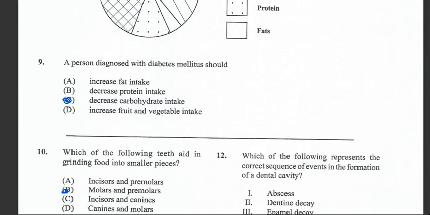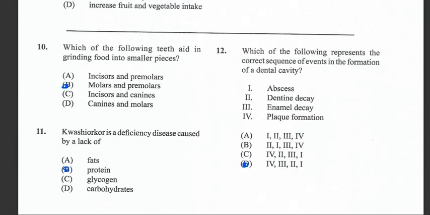All right, good. Moving along to number 10, it says which of the following teeth aid in grinding food into smaller pieces. So we all know that in your mouth, in the tooth structure, the molar and the premolar do the grinding of the food into smaller pieces. So it's the molar and the premolar. So the answer for number 10 here would be B.